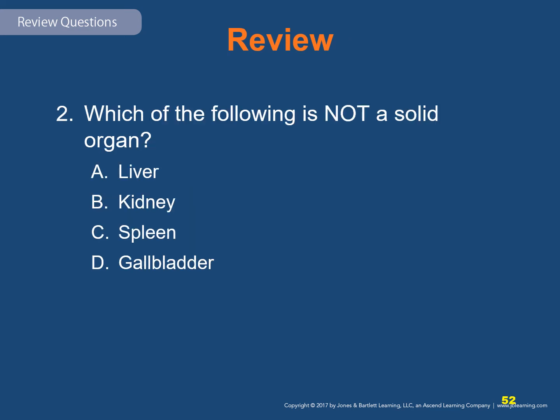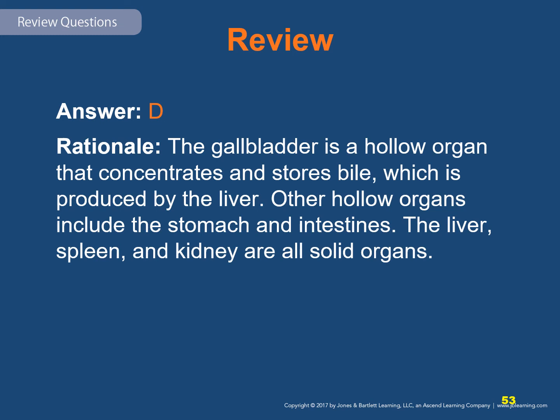Which of the following is not a solid organ? Liver, kidney, spleen, and gallbladder. If you think about the way each of these organs functions, you'll get it right easily. And it is D. The gallbladder is a hollow organ that concentrates and stores bile, which is produced by the liver. Other hollow organs include the stomach and the intestines. The liver, spleen, and kidney are all solid organs.